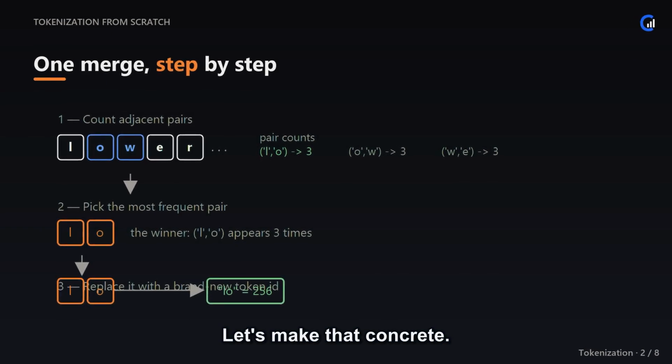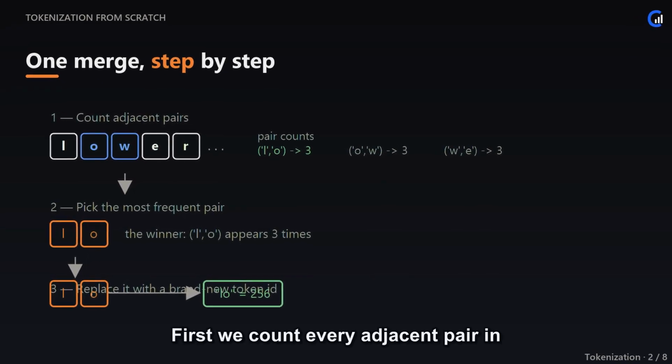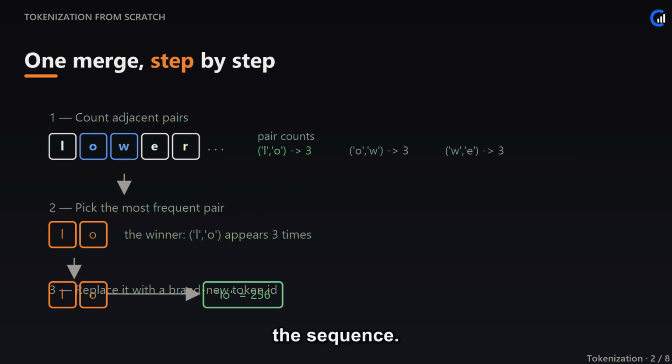Let's make that concrete. First we count every adjacent pair in the sequence. Then we pick the single most frequent one. Here the pair LO wins with 3 occurrences. Finally we replace every LO in the sequence with one new token, ID 256. The sequence just got shorter, and our vocabulary just gained a useful subword. One merge done. Now we do it again and again.